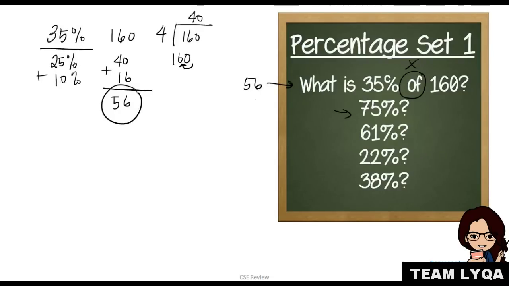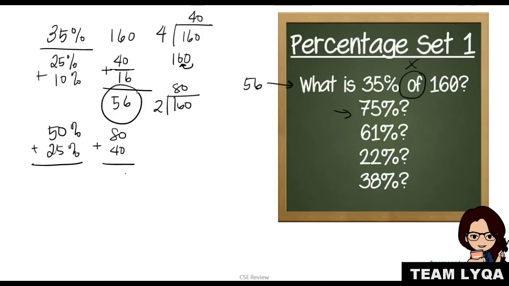Okay? So, again, dito naman tayo sa 75%. Okay? You can do this a number of ways. Pwedeng gawin ninyong 50% plus 25%. Okay? So, ang 50% ay kalahati. 160 divided by 2. Madali lang naman yan. So, that is 80, right? So, you have 80 plus yung 25%, nasagot na natin kanina, which is 40. So, 80 plus 40, the answer is 120. So, this one is 120.